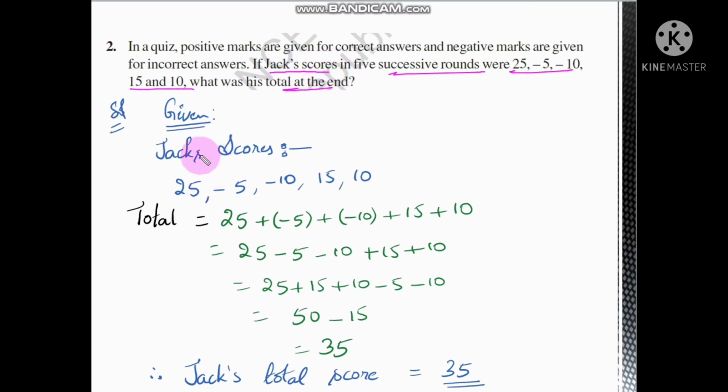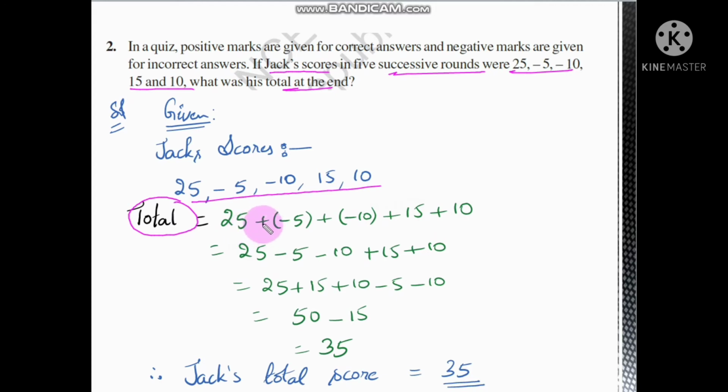So let us write Jack's scores first: 25, minus 5, minus 10, 15 and 10. We have to find the total. Total means we have to add all these scores. So let us keep the positive sign, that is the plus sign, in between these integers. So 25 plus of minus 5 plus of minus 10 plus 15 plus 10.